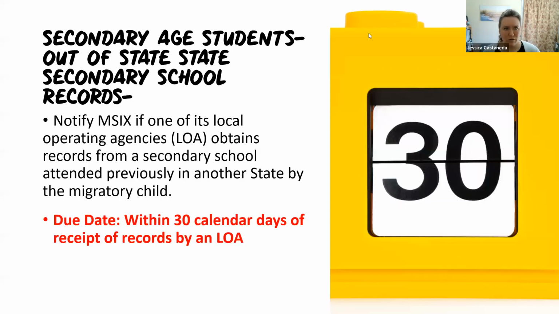Sometimes there are differences between our elementary school kids and our secondary students in what we're gathering. For secondary age students with out of state secondary school records, it says notify MSIX if one of the local operating agencies obtains records from a secondary school attended previously in another state by the migratory child. Once you get a new kid and you get the records from the other state, you want to get those into MSIX as soon as possible, within 30 calendar days. That's where that comes in.